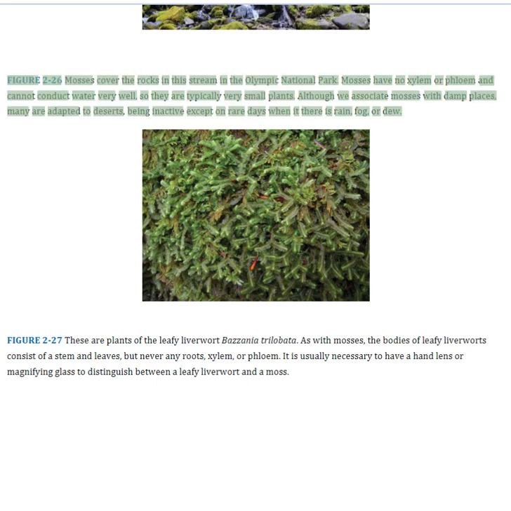Figure 226 Mosses cover the rocks in this stream in the Olympic National Park. Mosses have no xylem or phloem and cannot conduct water very well, so they are typically very small plants. Although we associate mosses with damp places, many are adapted to deserts, being inactive except on rare days when there is rain, fog, or dew.